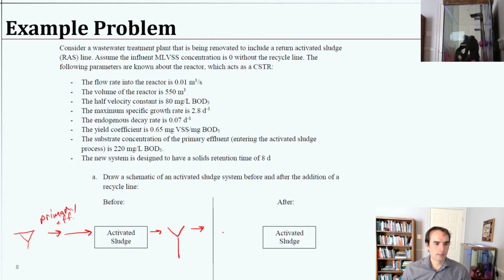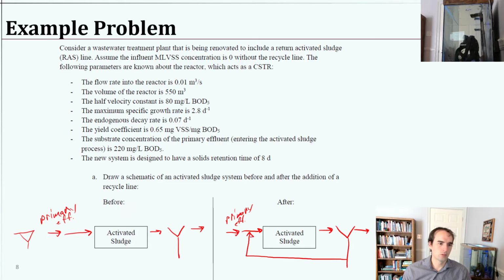Okay, so after adding a recycle line, then we'll have that primary effluent coming in, and again we'll have a clarifier coming out, and this time we're going to go ahead and recycle some of that. So very simply, just asking you to draw essentially what we were looking at a moment ago, and hopefully recognize that within the context of a wastewater treatment plant, the clarifier is very likely going to be there.